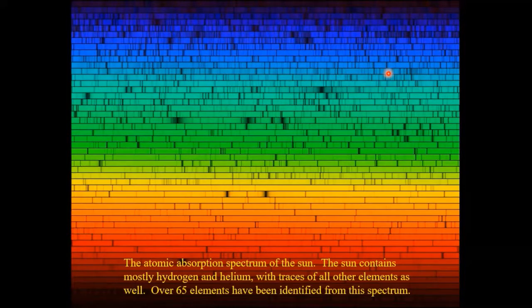So by analyzing this very complicated spectrum, and notice it has many thousands of spectral lines in here, all these little dark notches represent one jump from an electron in one type of atom. So over 65 elements have been identified from the spectrum. What that tells us is that our sun is made up of quite a few of the elements. In fact, almost all of the elements in the periodic table exist inside the sun.